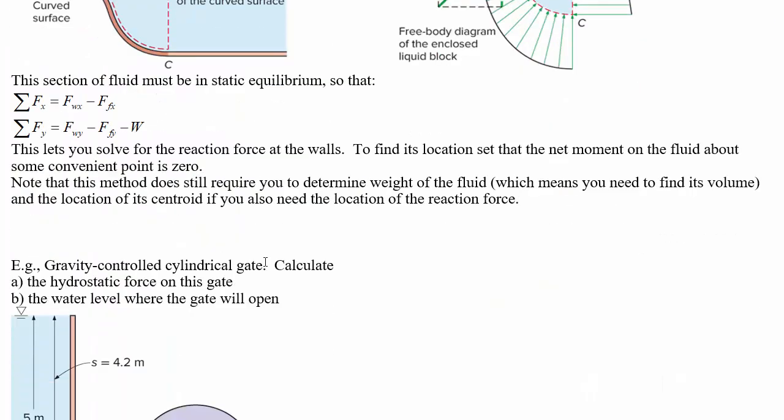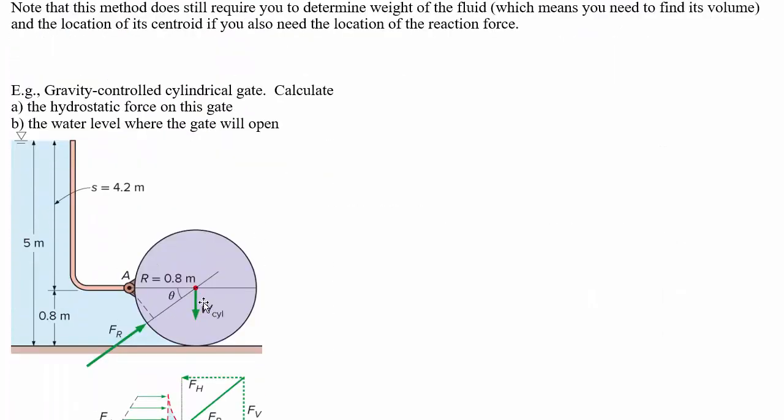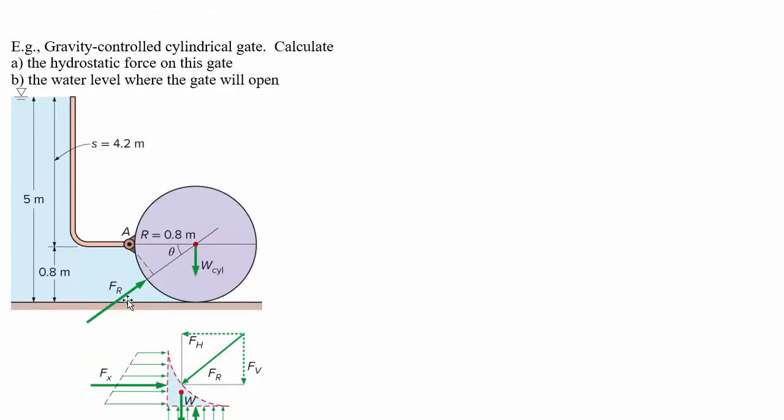Even with the trick, the practice problems here can be pretty challenging. Here's a cylinder which is attached with a hinge. It looks like a cylinder because we're looking at it from one end. And there is a water level here that when it gets up high enough, it's going to open up the gate because of the reaction force from the fluid here.